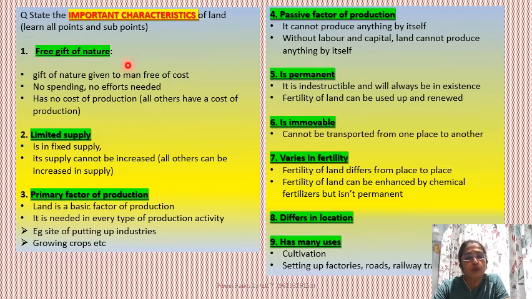It's a free gift of nature. It is a gift of nature given to man free of cost. No spending, no efforts needed. It has no cost of production. All others have a cost of production. Land is here. Mother Earth does not charge you money to set up your house there or a building there or a factory there, and therefore human beings take her for granted and destroy her.